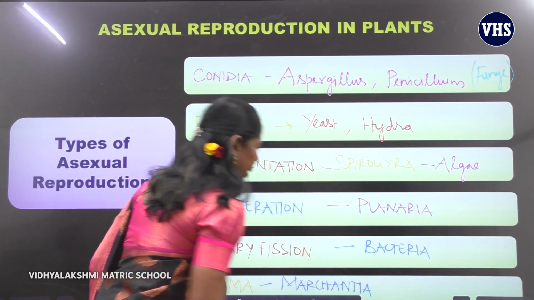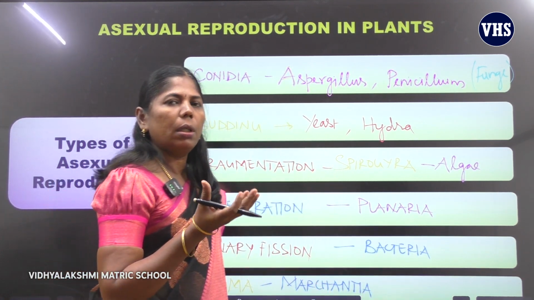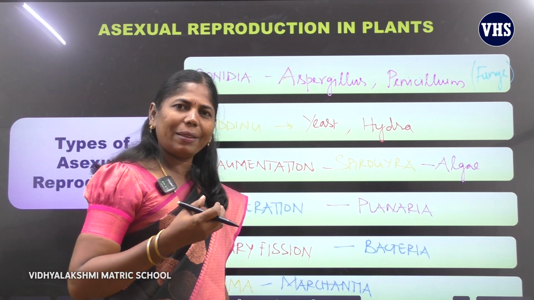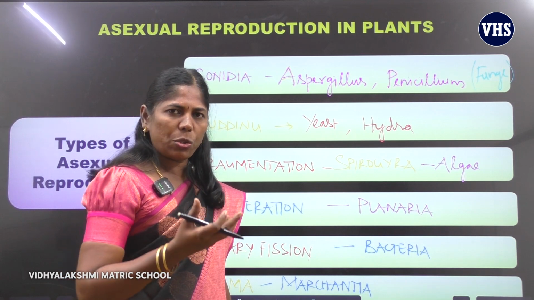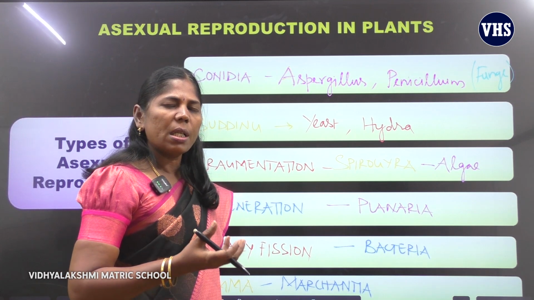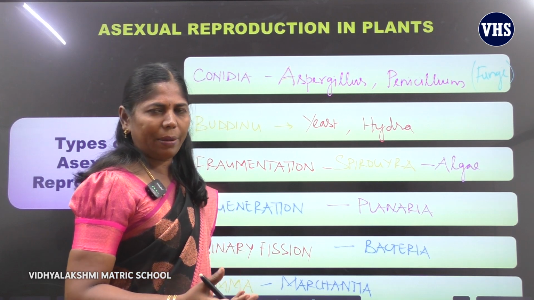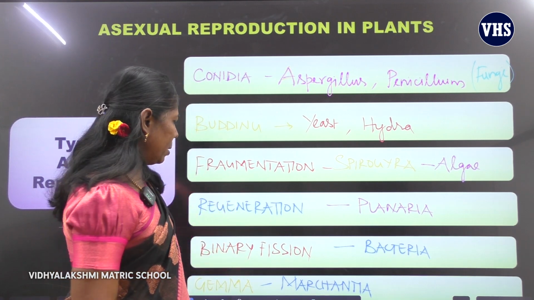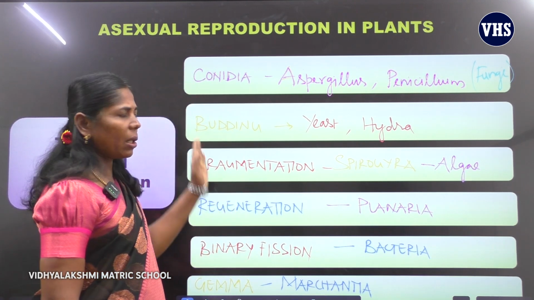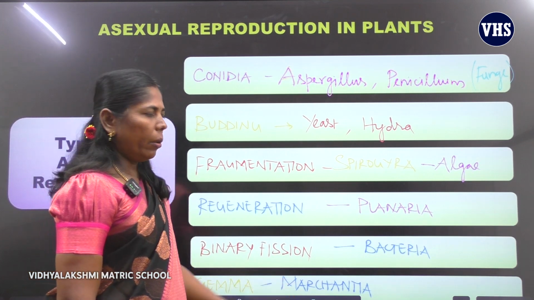That is Marchantia. In Marchantia we can see the small cup-like structure. After maturation it will detach from the parent body, so it will act as a new plant. They can grow as a new plant. That is an independent plant. Okay, so these are all the types of asexual reproduction.